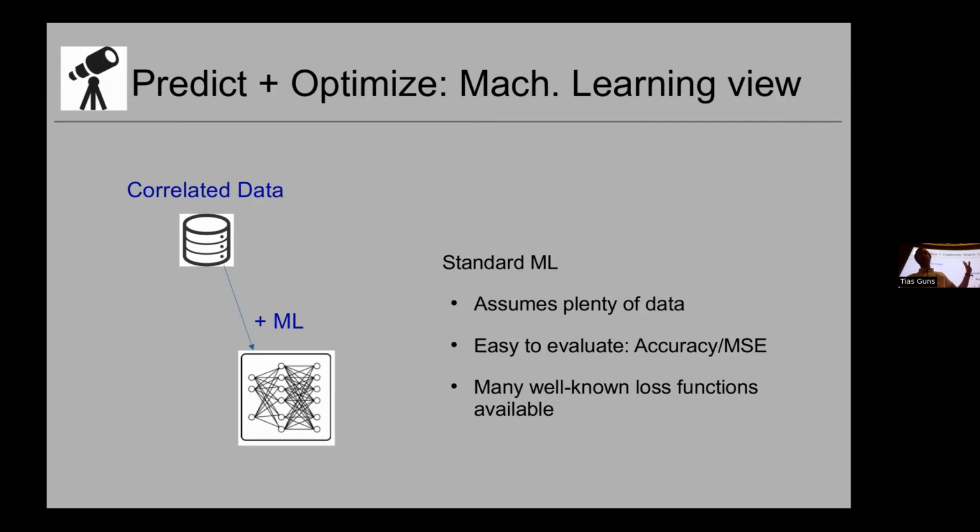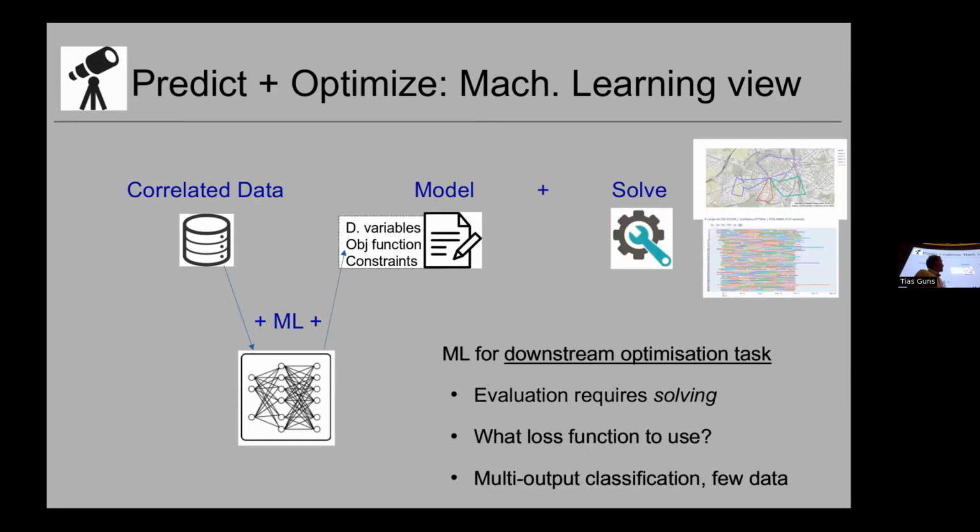Now let's add the optimization part to it. And what now changes is that we're actually doing machine learning at the service of our optimization solver, right? In machine learning, the goal is no longer to just get predictions. I mean, what do we do with the predictions? Well, there is a downstream optimization task. And that means that to even evaluate the quality of your predictions, you will have to call the solver, right?